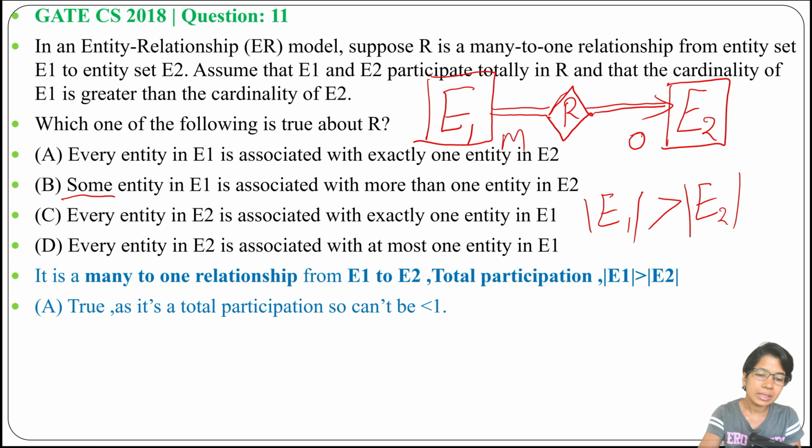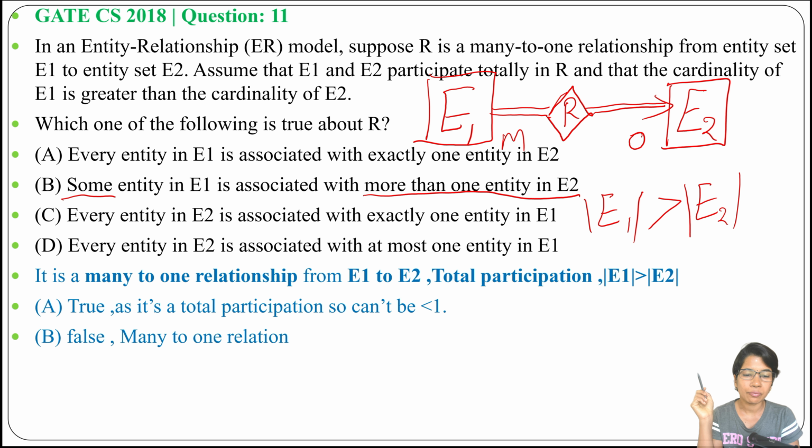Next option B, some entity in E1 is associated with more than one entity in E2. First of all, due to this word some, this is wrong. This is a total participation, so every entity is participating, not some entity. And here it's given more than one entity in E2. E2 side is actually one and E1 side is many. So many entities of E1 participate with one entity of E2. Here it's given more than one entity in E2 and some entity in E1, that's why it is false.